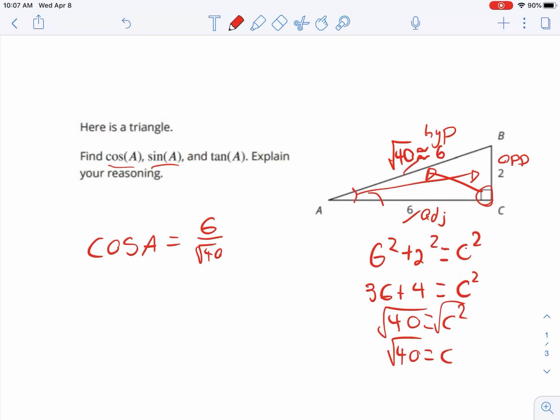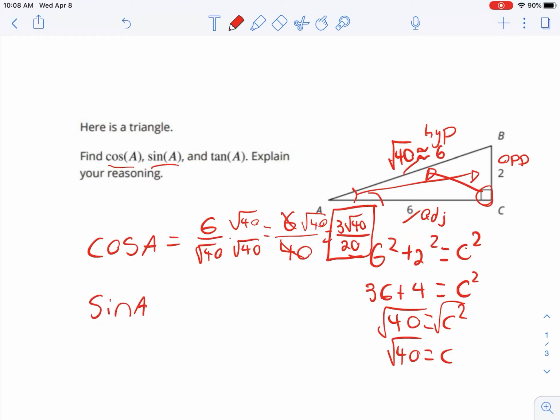And you can't have a root in the denominator, so you're going to multiply by root 40 over root 40, and you're going to get 6 root 40 over 40. Okay. Then we're able to reduce this, and we cross out a 2 in each of these, so we're going to get 3 square roots of 40 over 20. And that would be your answer for cosine. I can see why many people approximated and plugged it in. If you gave me a decimal answer, that's completely fine as of this point. I'm just doing that because I don't have a calculator in front of me.